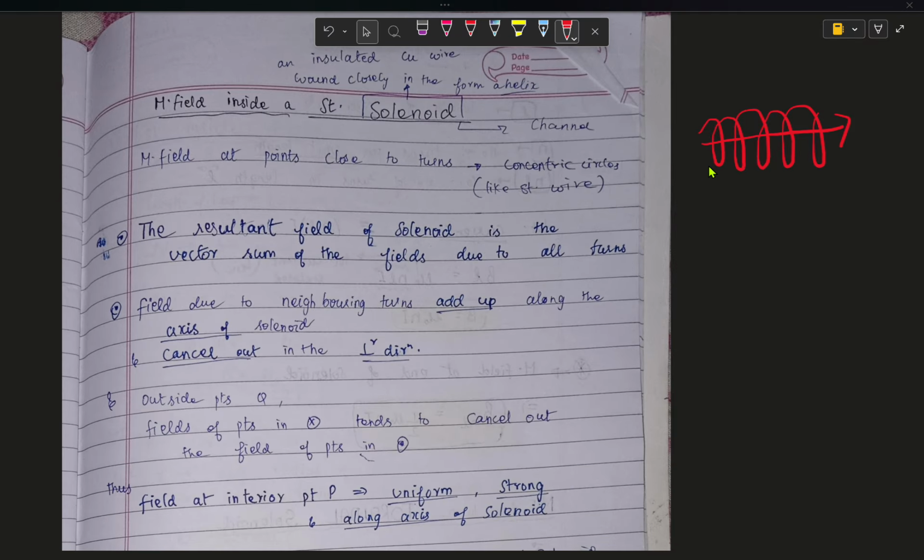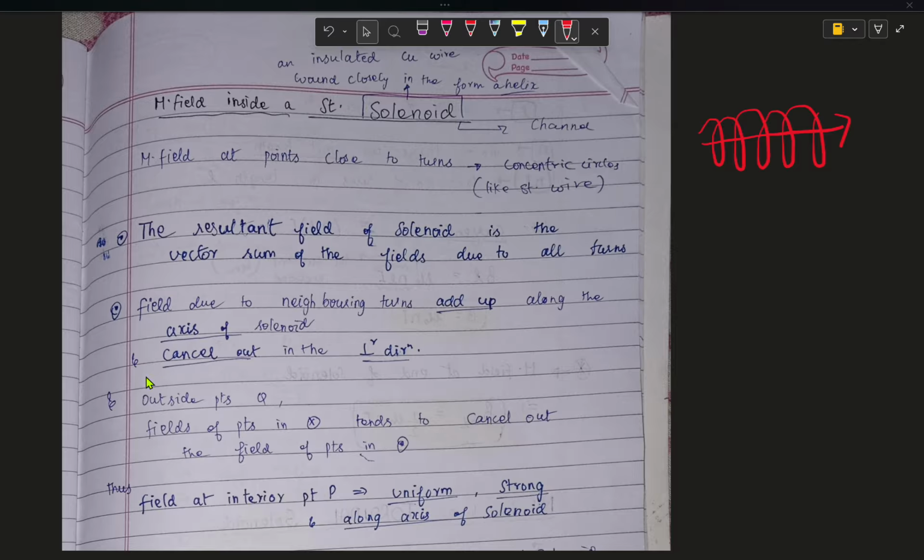See, the resultant field of a solenoid is the vector sum of the fields due to all the turns, because each and every turn will have its own magnetic field, perpendicular and parallel. The perpendicular component will get cancelled out. Fields due to neighboring turns add up along the axis and cancel out in the perpendicular direction. So the perpendicular component will get cancelled out, and the parallel component will get added up.